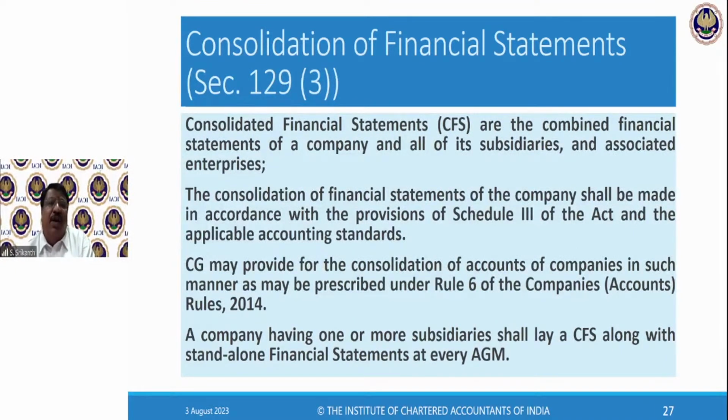The consolidation of financial statements is a very important thing when the company has subsidiaries and associated enterprises. Standalone means this company only, only this company's balance sheet. So this company's balance sheet is called standalone. In addition to standalone, the companies which have subsidiaries and associated enterprises should also provide combined financial statements, also known as consolidated financial statements.